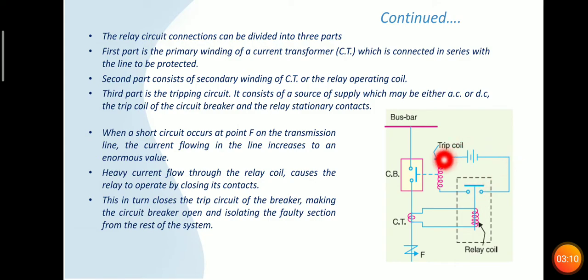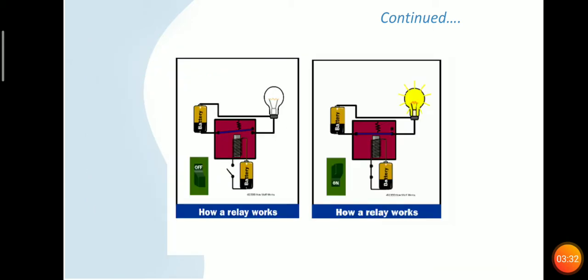When the trip circuit is closed, the trip coil is energized and it makes the moving contact of the circuit breaker separate from the fixed contact, thus opening the faulty part of the transmission line. This is the basic operation of a relay associated with a circuit breaker.